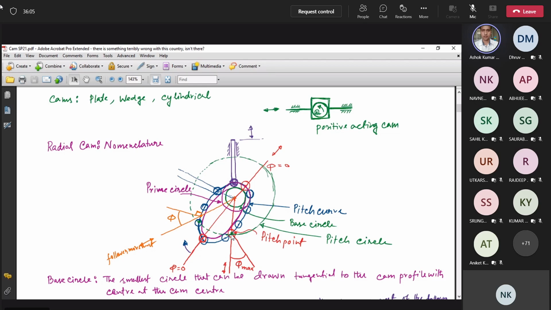So for a circle you need three conditions: two points and the center. Here the center is the center of the cam. So now if you draw a circle which passes through two pitch points and the center is the center of the cam, then that circle is called the pitch circle. Okay, this circle is called the pitch circle.